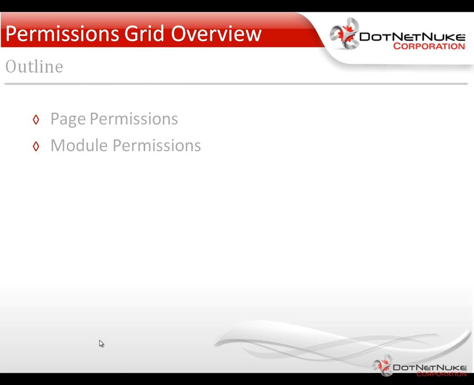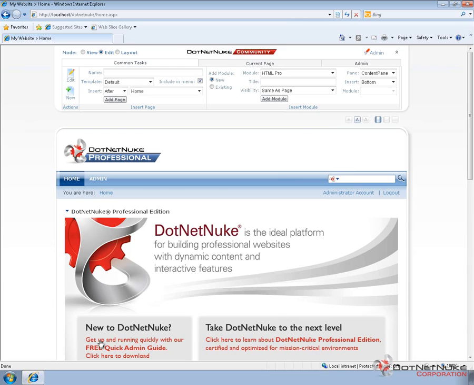So we're going to switch over here to a machine that's running DotNetNuke Professional. Current version is 5.6.0. I'm currently logged in as an administrator, so I have admin rights on this particular portal. The first thing we'll do is take a look at page permissions. So we're going to go ahead and edit the existing page. I'm on the home page, and from the control panel here I can click on the edit icon.